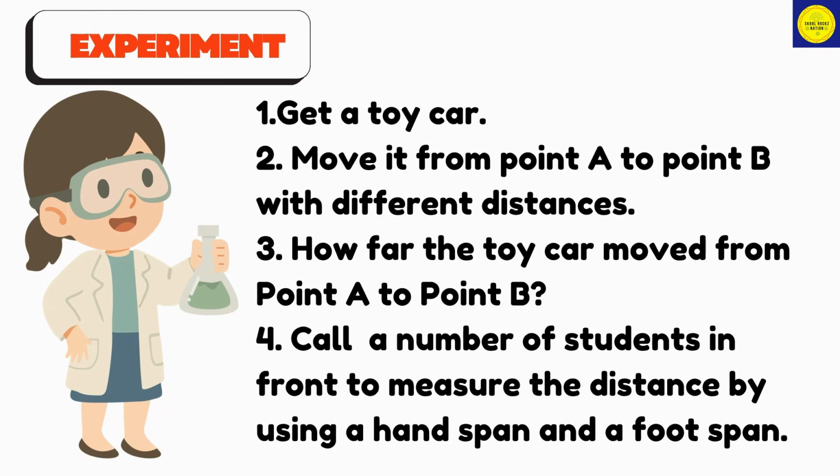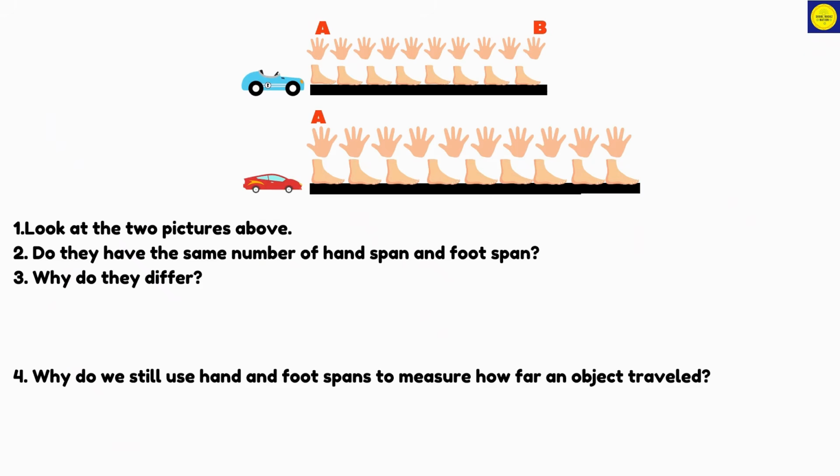Let's have an experiment. First, get a toy car. Second, move it from point A to point B with different distances. Third, observe how far the toy car moved from point A to point B. Fourth, call a number of students in front to measure the distance by using a hand span and a foot span. Look at the picture above.